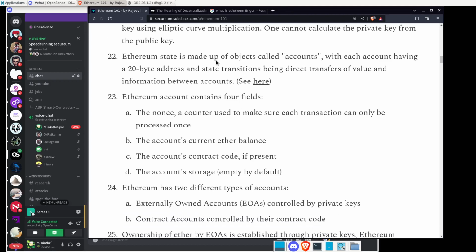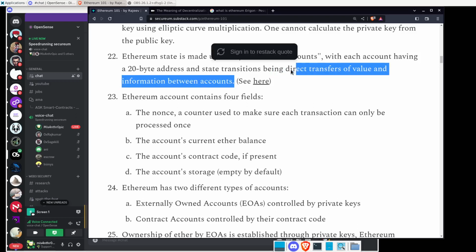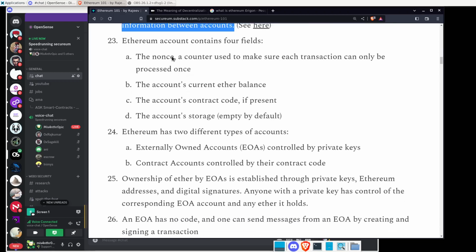Ethereum state is made of objects called accounts, each account having a 20-byte address, and state transactions being direct transfers of value and information between accounts. Ethereum accounts contain four fields: the nonce, used to make sure each transaction only happens once, the current balance, the contract code, which is the code hash, right? And the account storage, empty by default.